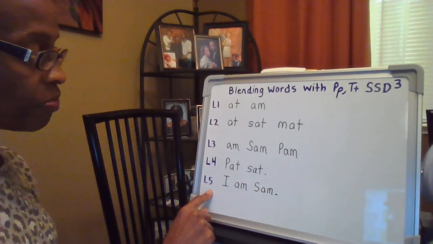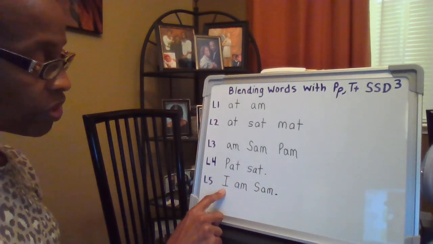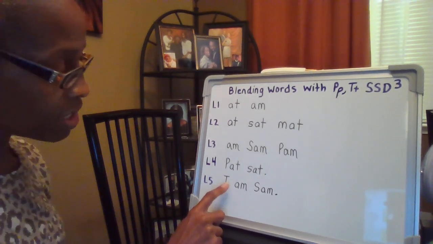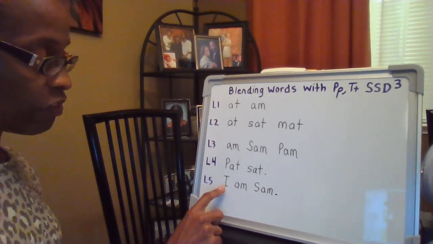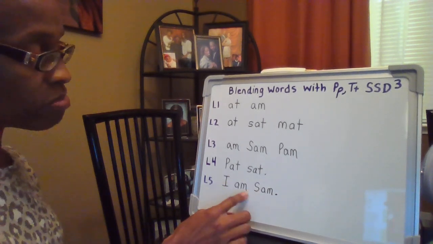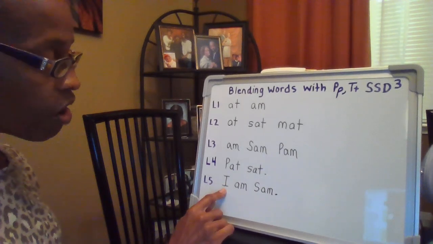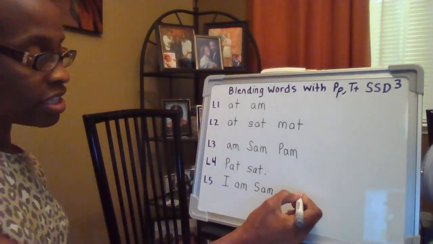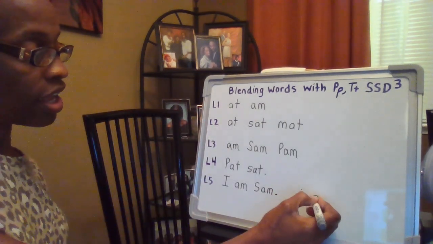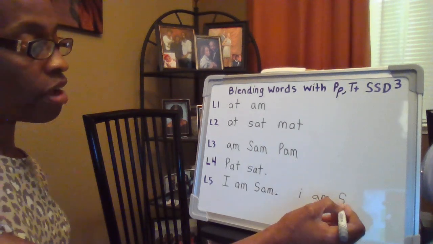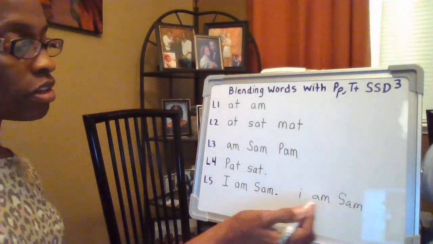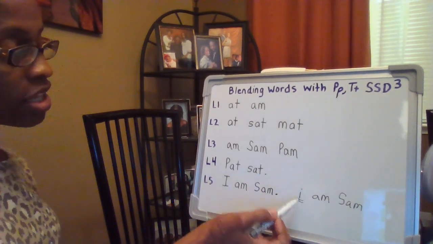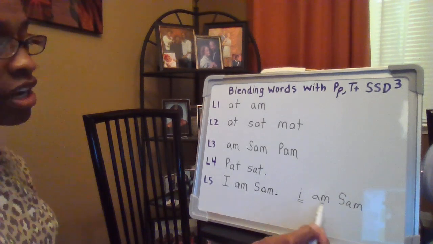Line 5 is your high frequency word or your sight word. I. Whenever you write I in a sentence, no matter if it's in the beginning of the sentence or in the middle of the sentence, I is always capitalized. So you would never write a sentence like this. I am Sam. You always capitalize it. That's the symbol. This is a capital I, that's a lowercase I. So you never write it this way.